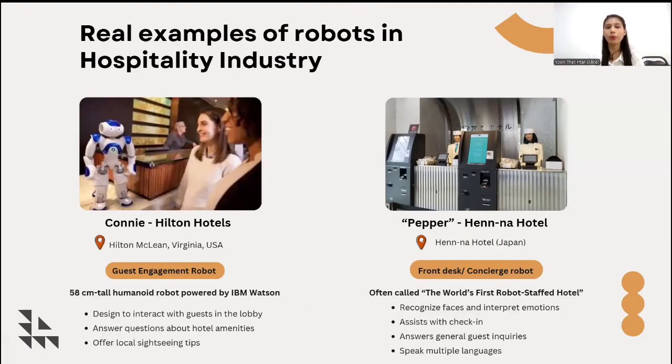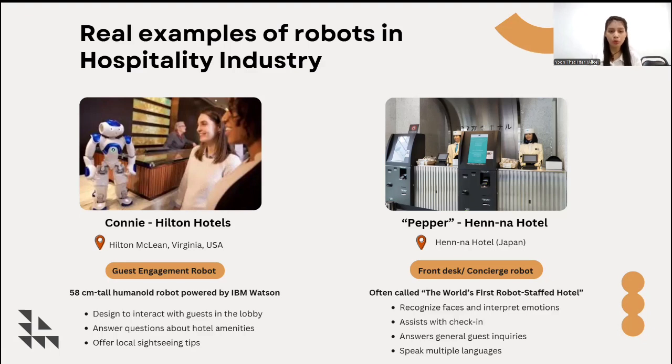Here, I want to give real examples of robots in the hospitality industry. When I researched this topic, it was mind-blowing because in my country, there is no real robot in the hospitality industry, but across the world, there are some robots that are applied in the hospitality industry. Here, I have brought two examples, which are Connie and Pepper. Let's start with Connie. Connie is a guest engagement robot, a 58 centimeter tall humanoid robot powered by IBM Watson. Connie can be seen in Hilton hotels, to be specific, Hilton McLean, Virginia, USA.